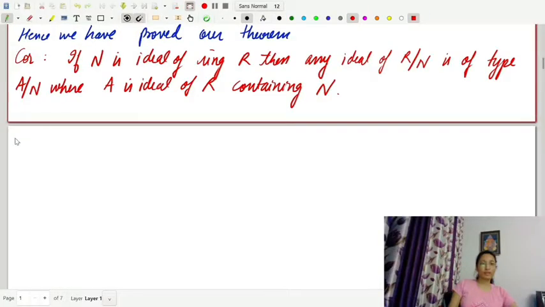Today we will discuss the topic of ring theory, that is a theorem on ring homomorphism and some questions related to it. Now let's get started. Now let's discuss a problem.